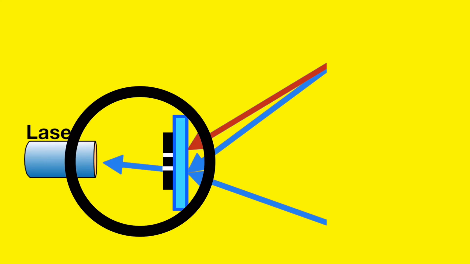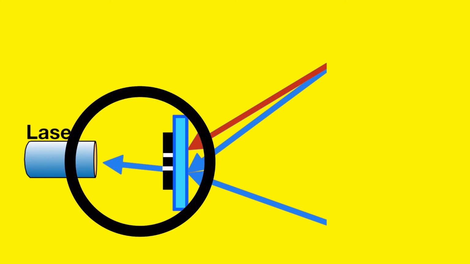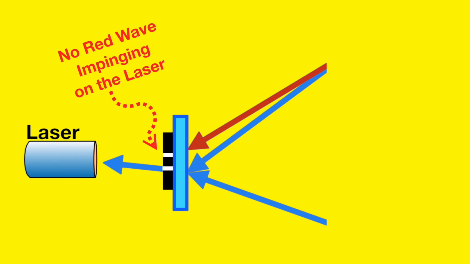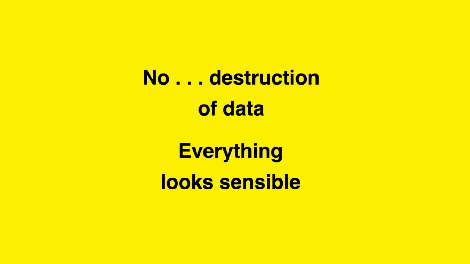So therefore the BBO crystal is unable to manufacture a red wave to go through the upper slit and impinge on the laser. Therefore there's only one wave, the blue one, going from the double slit to the laser, and you cannot have wave interference with only one wave. So therefore there's no wave interference if detector D3 is involved, and therefore there is a blank target screen. When we look at the experiment from this angle, there is no backwards in time destruction of data. Everything looks sensible and exactly what you would expect.